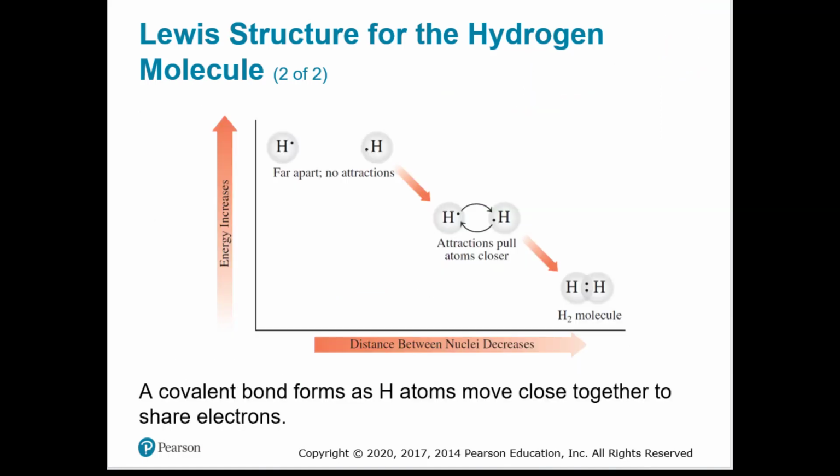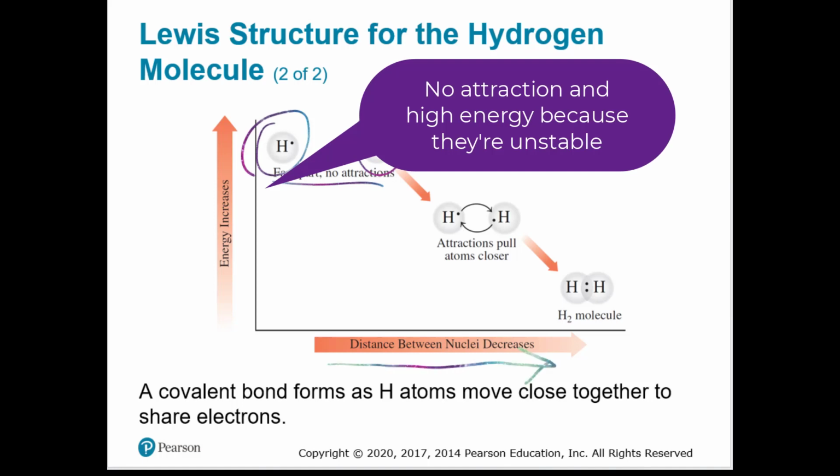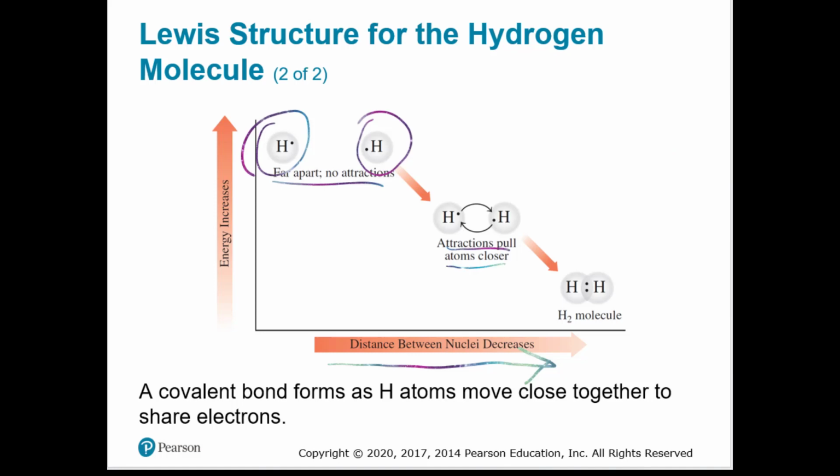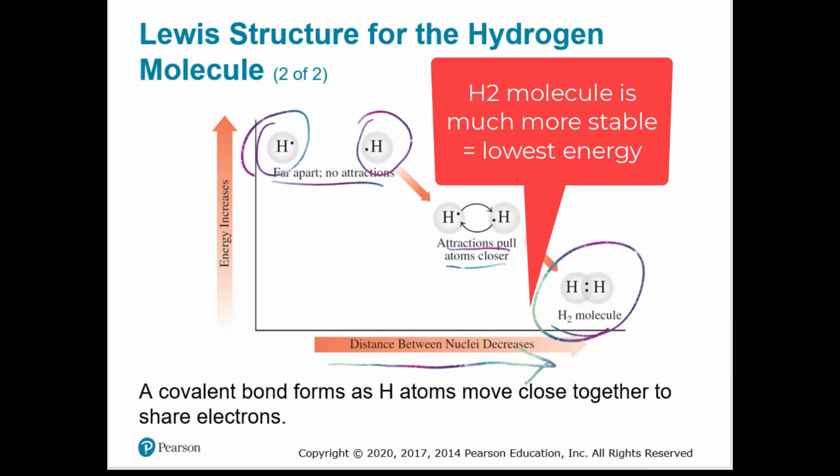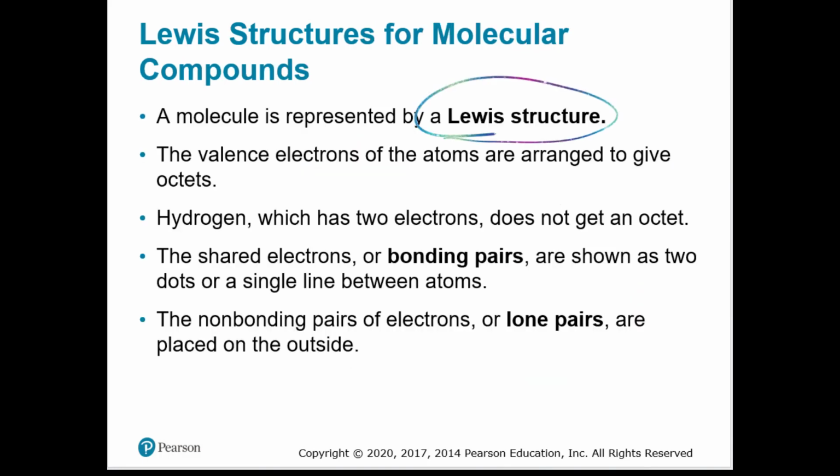This shows exactly what I was doing in a much more organized fashion. We can see our hydrogen with 1 dot, hydrogen with 1 dot. They're far apart, there's no attraction. But as the distance between my nuclei decreases, so they get closer and closer, those attractions pull atoms closer, and then we end up with a hydrogen molecule. We represent that molecule with a Lewis structure. The valence electrons of the atoms are arranged to give octets, or in the case of helium, it has 2, but we still call it a full outermost shell. Hydrogen, which has 2 electrons, does not get an octet.